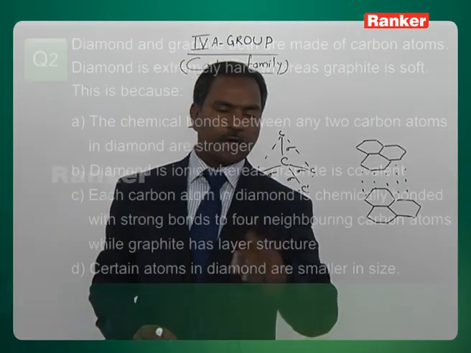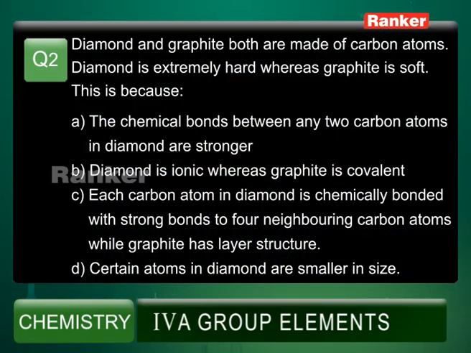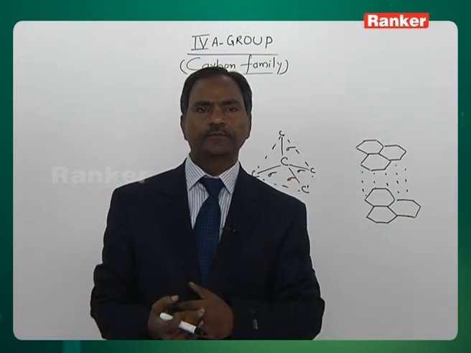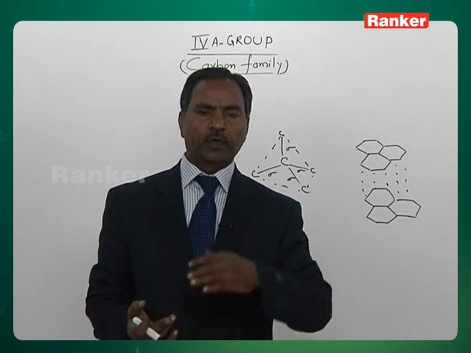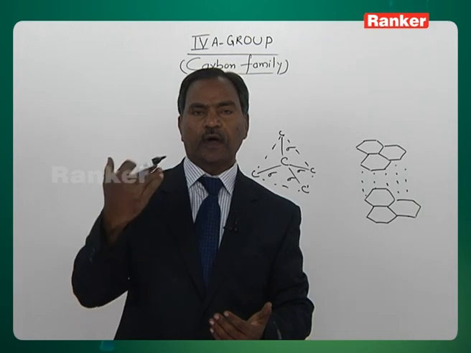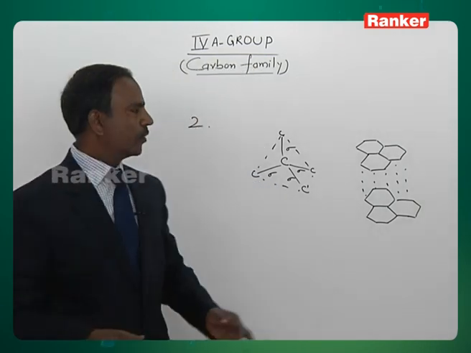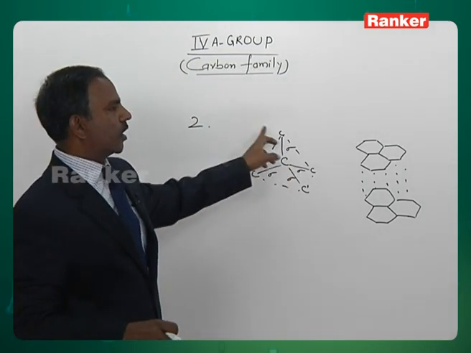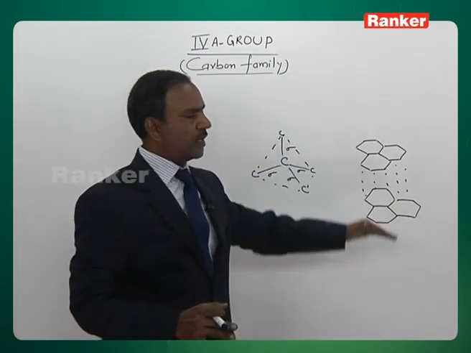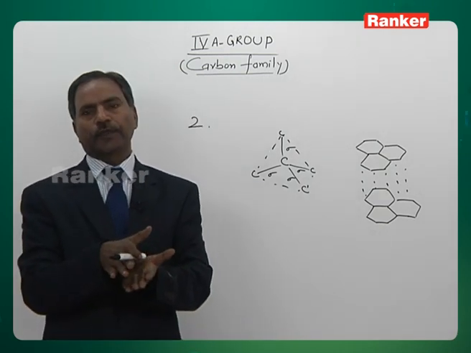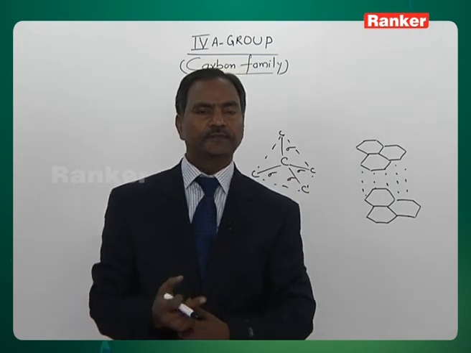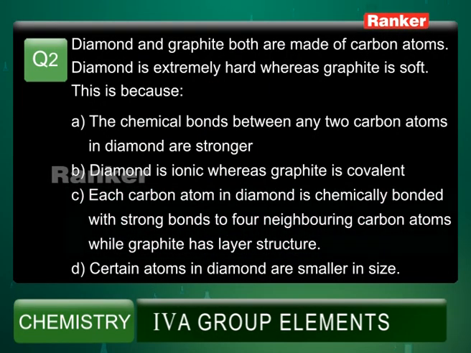Coming to option D, certain atoms in diamond are smaller in size. No, all are carbon atoms. How can they be smaller? All have the same size. So diamond and graphite are both made up of carbon atoms. Diamond is hard because the carbon atoms are linked to 4 neighboring carbon atoms with strong covalent bonds. Graphite has a layered structure, and in between the layers weak van der Waals forces of attraction are there. Therefore, it is soft. That is the correct answer. Therefore, question number 2, C is the answer.